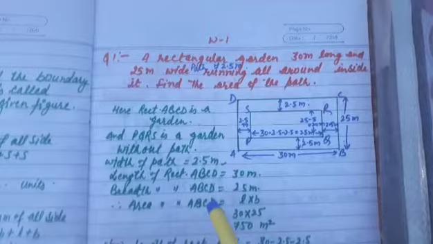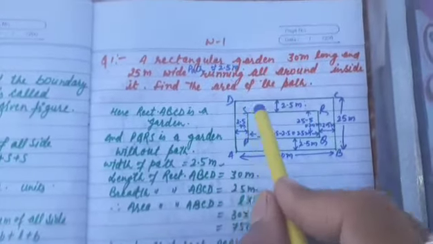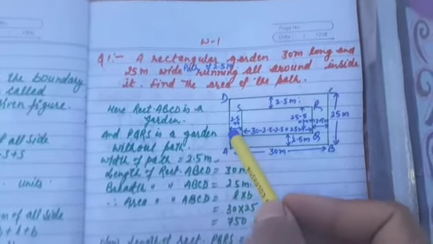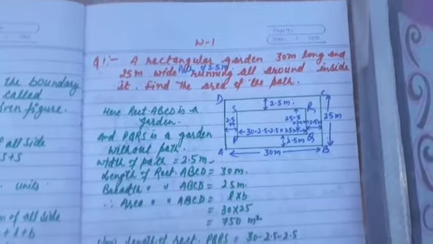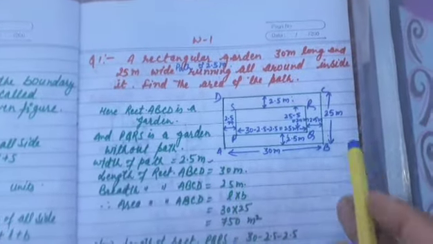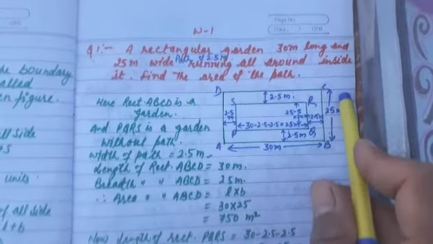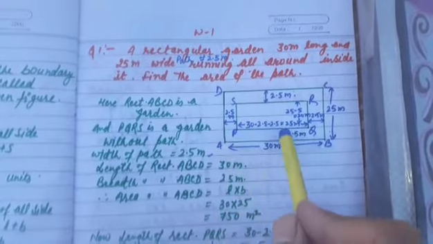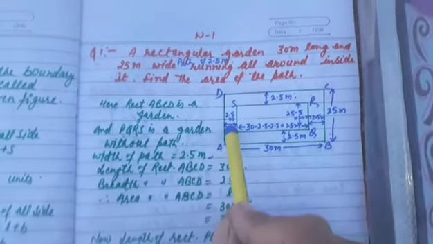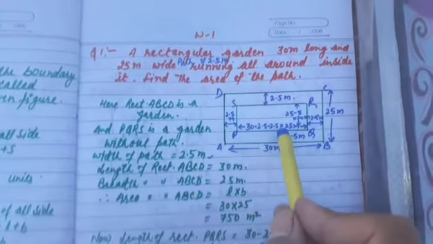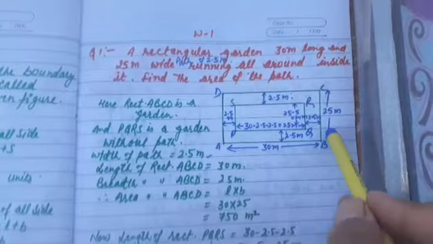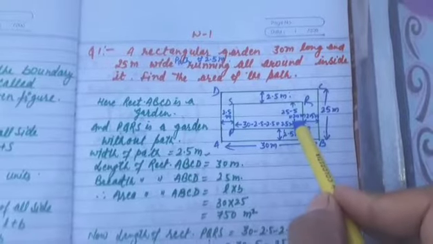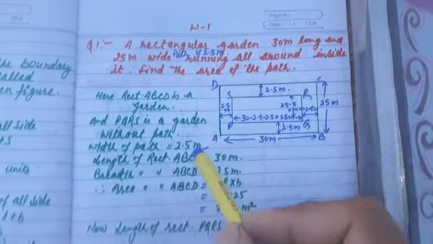So in this case we have to find the area of the outer rectangle and then the inner rectangle and subtract these, so we will get the area of the path. But the length and the breadth of the outer rectangle are given, not the inner rectangle. So what will be the length of the inner rectangle? It is 30 minus 2.5 minus 2.5, that is equal to 25 meter. Similarly, breadth is 25 minus 2.5 minus 2.5, so it becomes 20 meter.